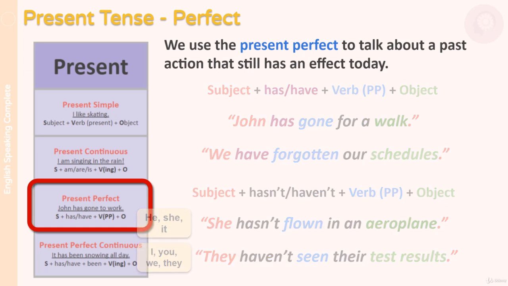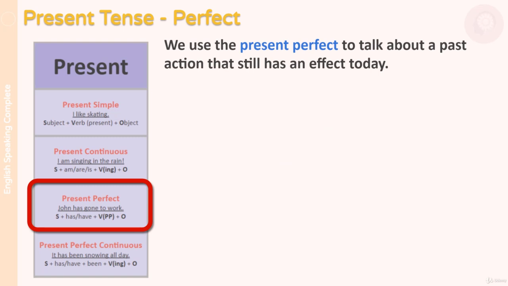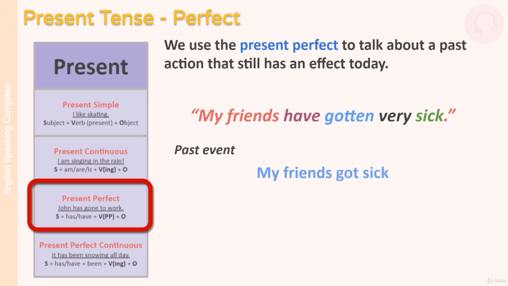Just one more example on usage. I will go into more specific types of use later in the course, get a bit more advanced, but just thinking about past event and the effect now. My friends have gotten very sick. So at some point in the past, probably not a long time ago, because sicknesses don't last, hopefully, too long, my friends have gotten very sick. So the past event was my friends got sick.